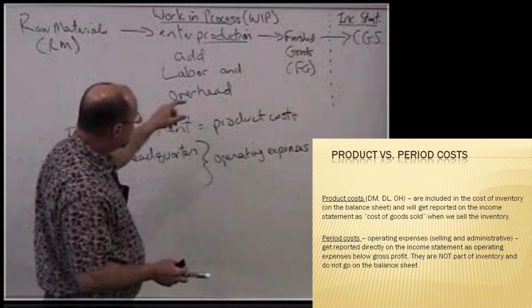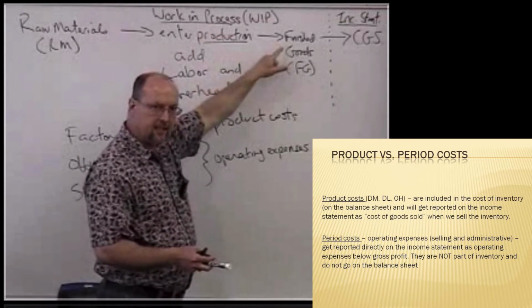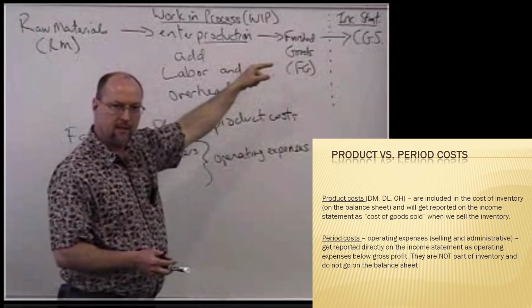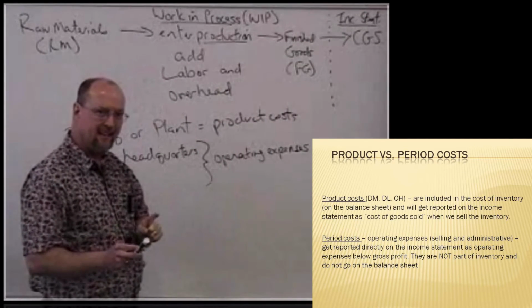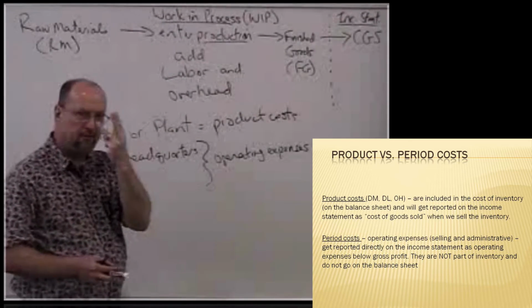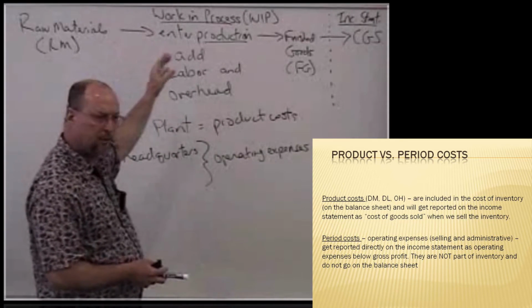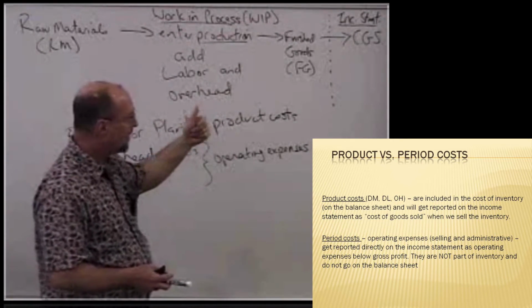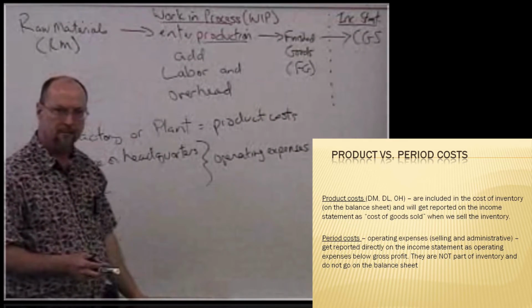When we finish the production process, this is finished goods inventory. Okay, they're done. There's a car waiting for an owner. But we haven't sold it yet, so it's still inventory. So in a manufacturing company, we have three different types of inventories. We have raw materials inventory. The book just calls it materials inventory, work in process inventory, and finished goods inventory.